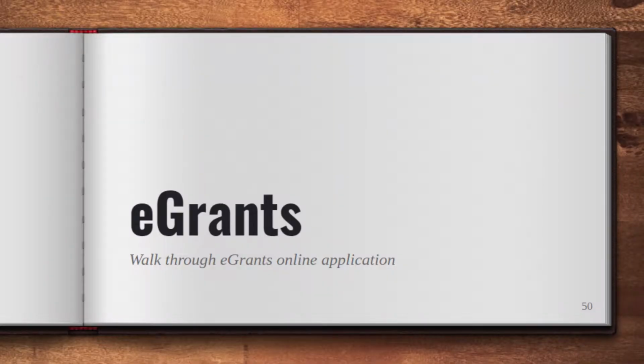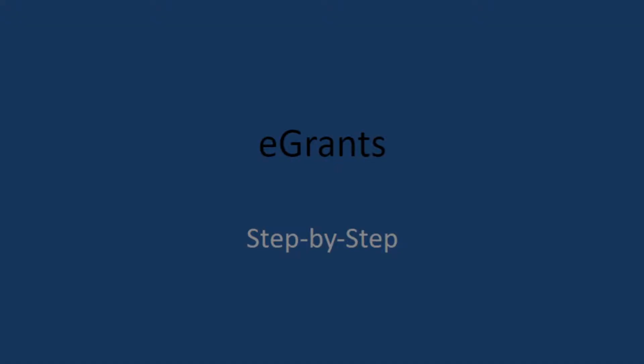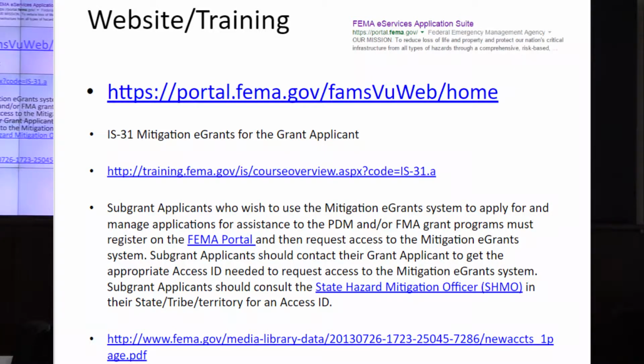I'm going to go through the entire eGrants application really quickly and show you what you need to click on, sort of give you some pointers on what to put in. So that is the website right there, and what I do to find it is I just type FEMA eGrants, and it's usually the first Google search that pops up, and I click on it.